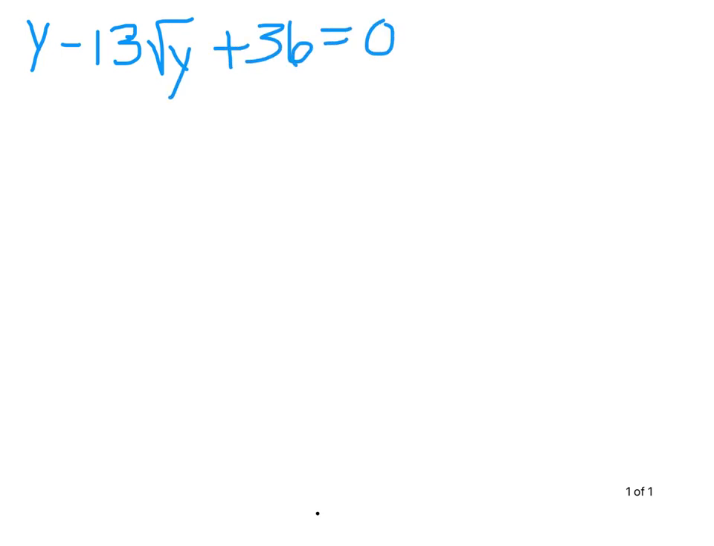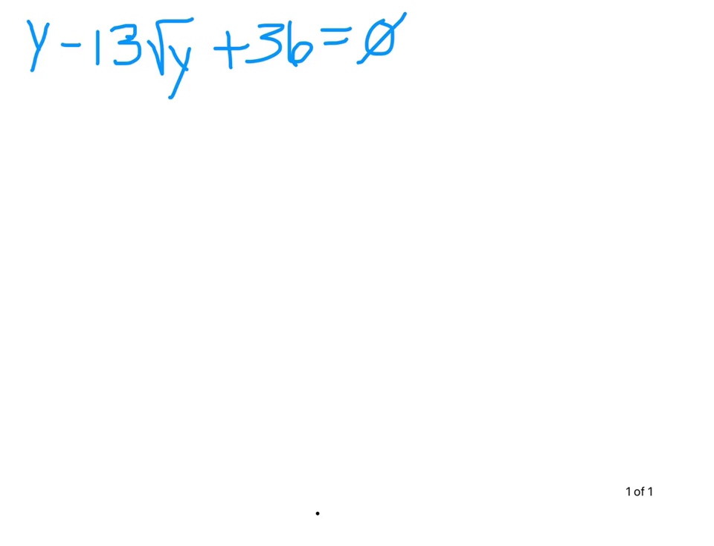So this is a GRE question dealing with quadratics with roots, and it's classified as a hard problem, and I can definitely explain why. So let's get started. The question is y minus 13 square root of y plus 36 is equal to 0.